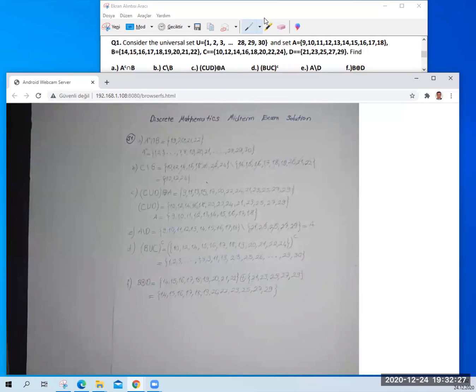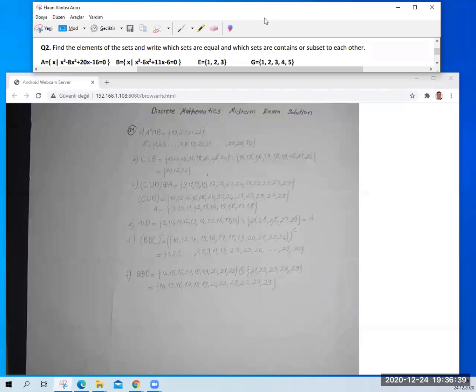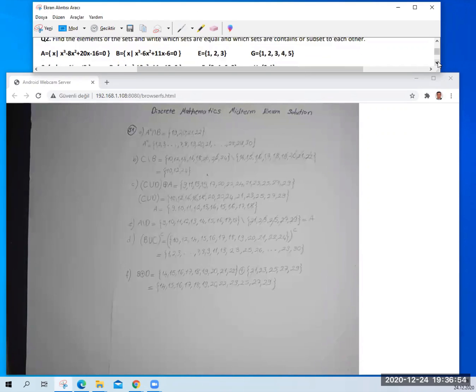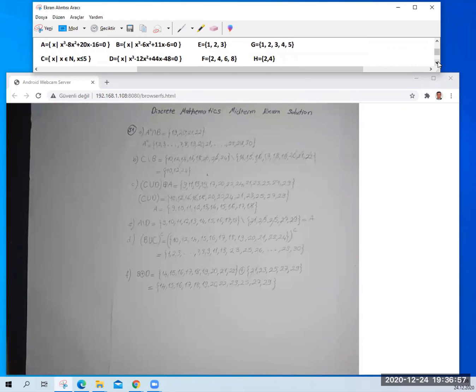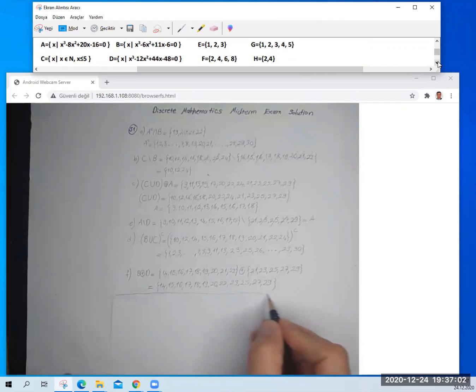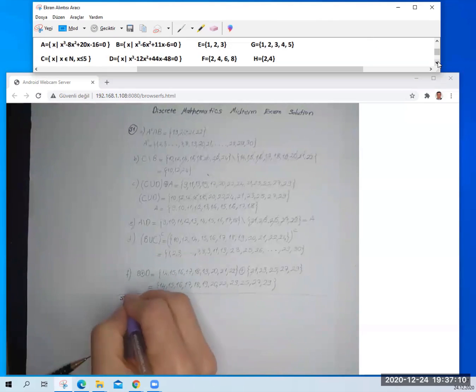So let's continue with the second one. Okay, second question. Find the elements of sets and write which sets are equal and which sets contain or are subsets of each other. So we will solve that one. So what we have as a set. Okay, solution 2, second question.